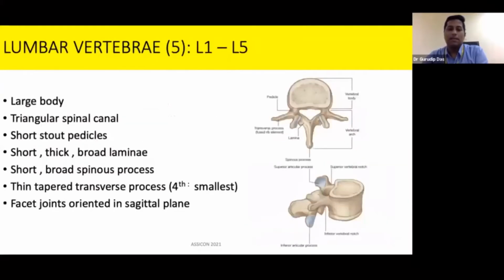The lumbar vertebrae are 5 in number, and they include the 1st to the 5th lumbar vertebra. They have short stout pedicles with thick, broad lamina and short, broad spinous processes. They have thick, tapered transverse processes. The facet joints are oriented in the sagittal plane.